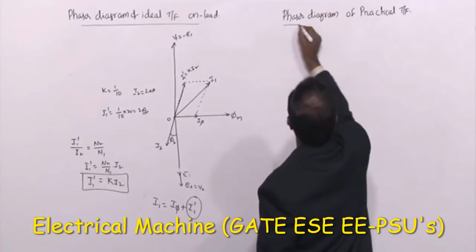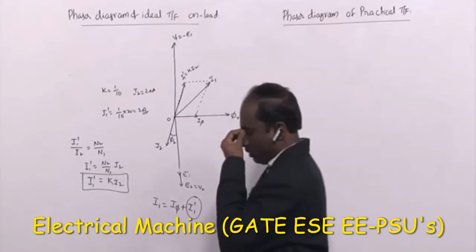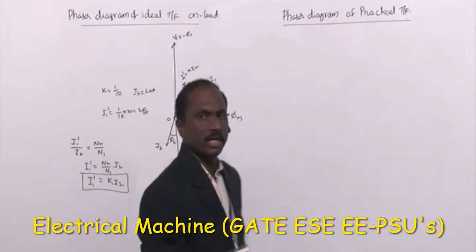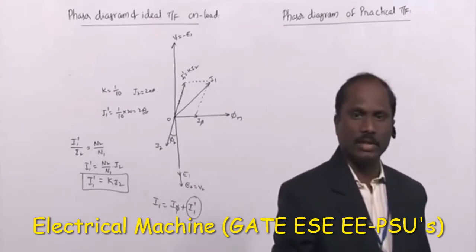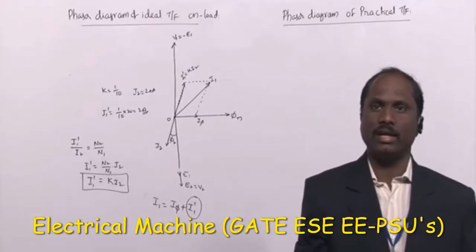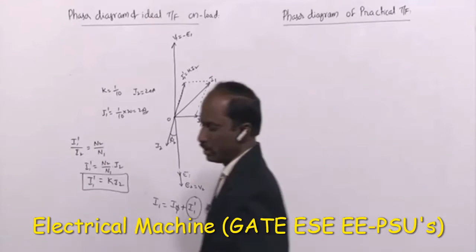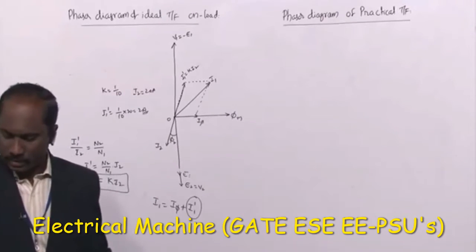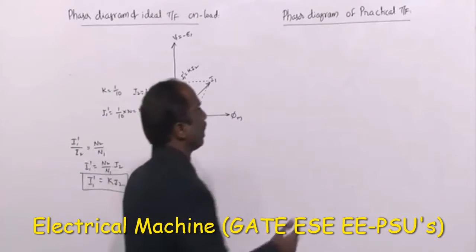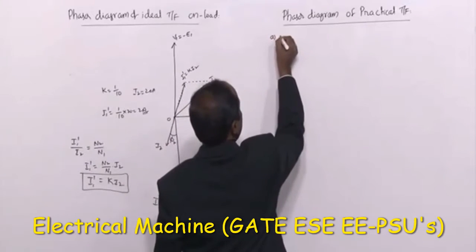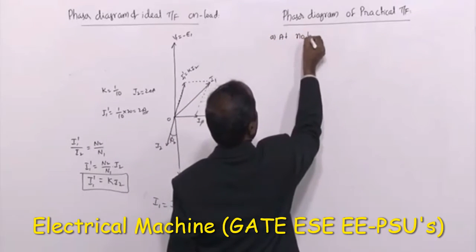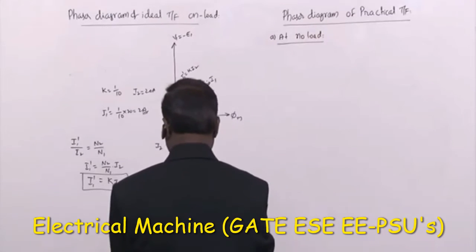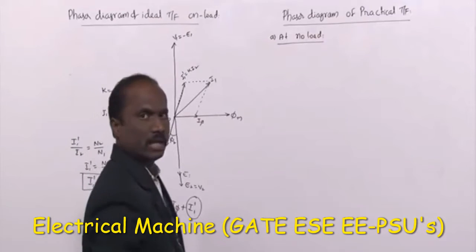Practical transformer means the transformer where core losses are there, and the winding resistance we have to consider, where there is a resistance drop because of the winding resistances R1 and R2. Like that we are going to take the practical transformer. First one, at no load conditions we are plotting the phasor diagram. Practical transformer at no load.